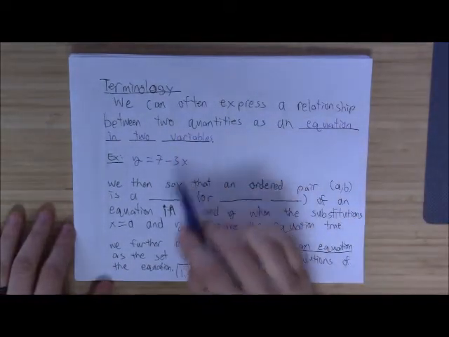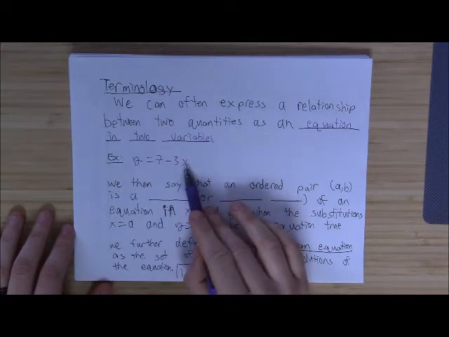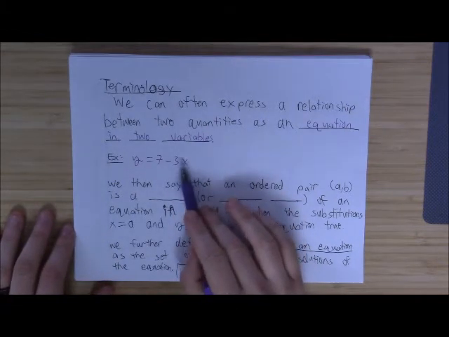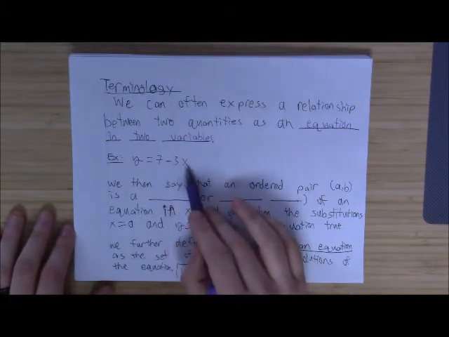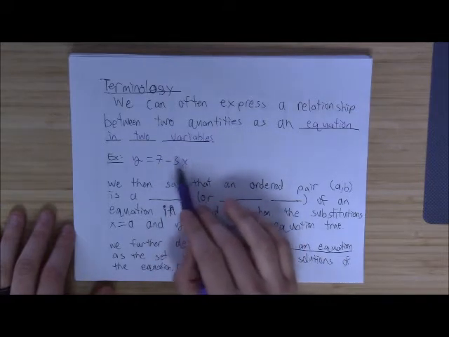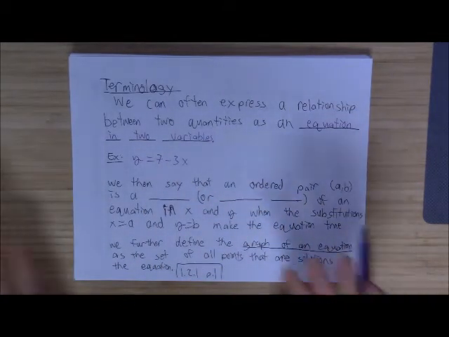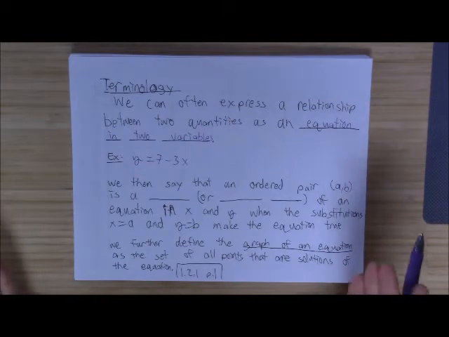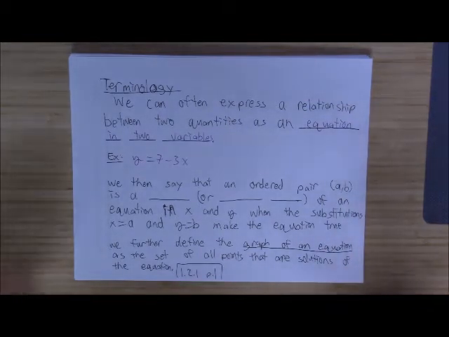What this says is that for every amount of x, we take 7 and subtract 3 times x from 7 to get whatever our y is. And that represents a mathematical relationship between y and x.